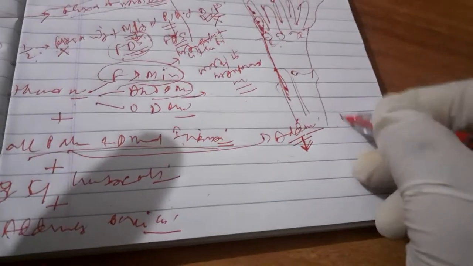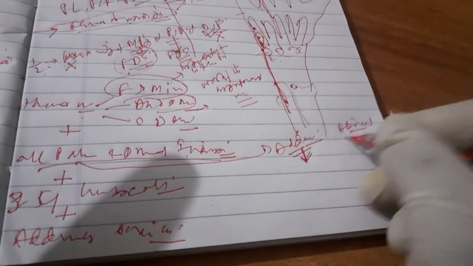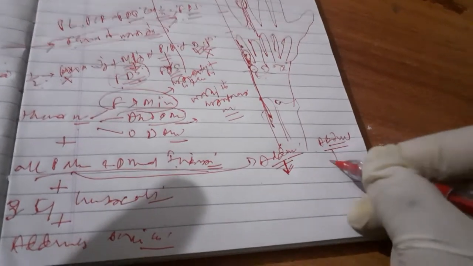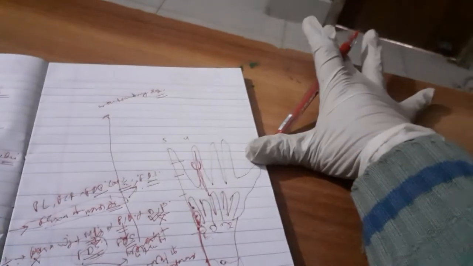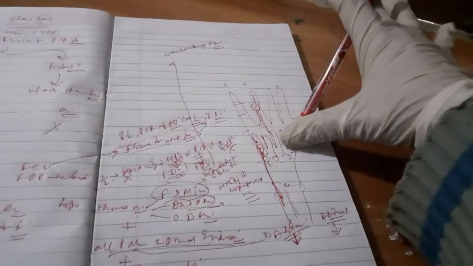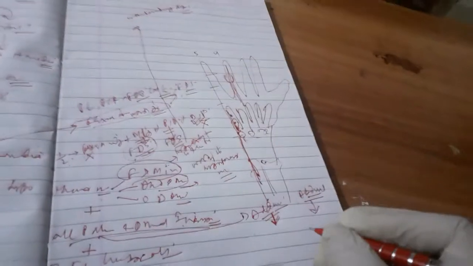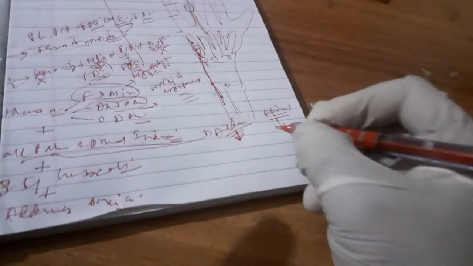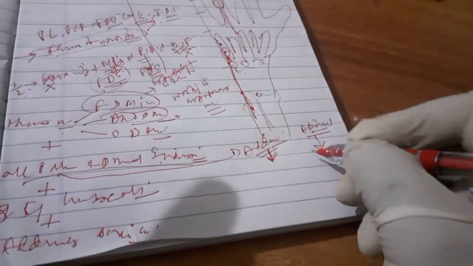Now abduction of the fingers is also not possible. So the patient will complain that I can't measure. We can measure length by fingers, but the patient will complain that they can't measure cloth or distance through the spreading of fingers, due to the loss of abduction of the fingers.